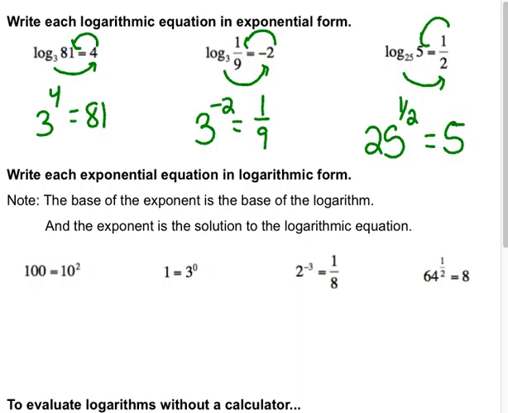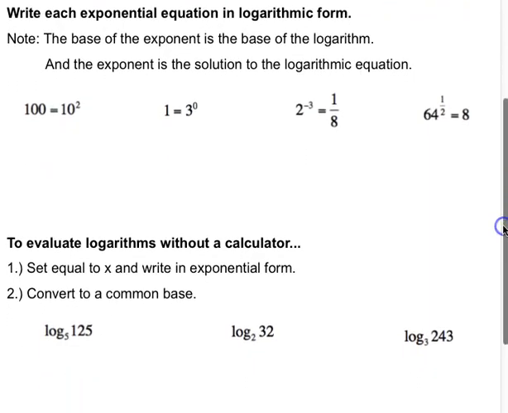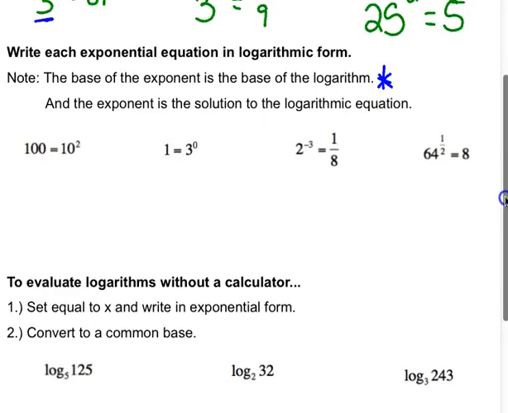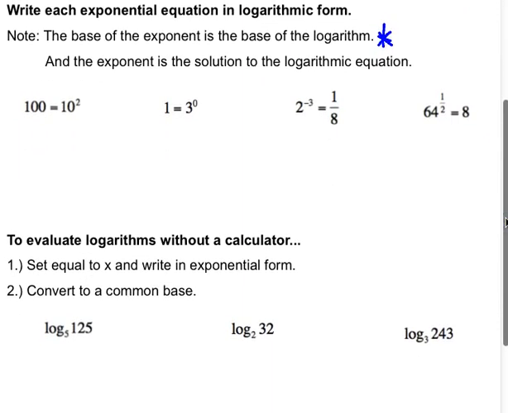Now, what about putting it back in logarithmic form? What I want you to notice is that the base of the logarithm is the base of the exponent. That's the first thing to note, and I laid that out right there for you. The base of the exponent is also the base of the logarithm, and the exponent is the solution. Remember, we're using logarithms to find exponents, so the exponent is going to end up being the solution in the end. That's how I always write them, okay?